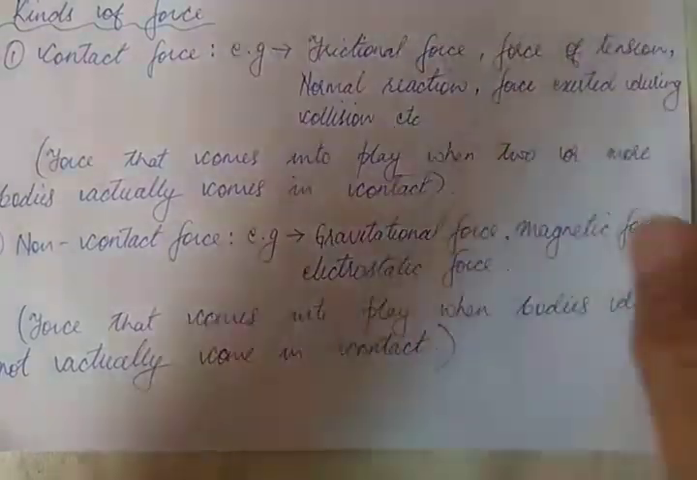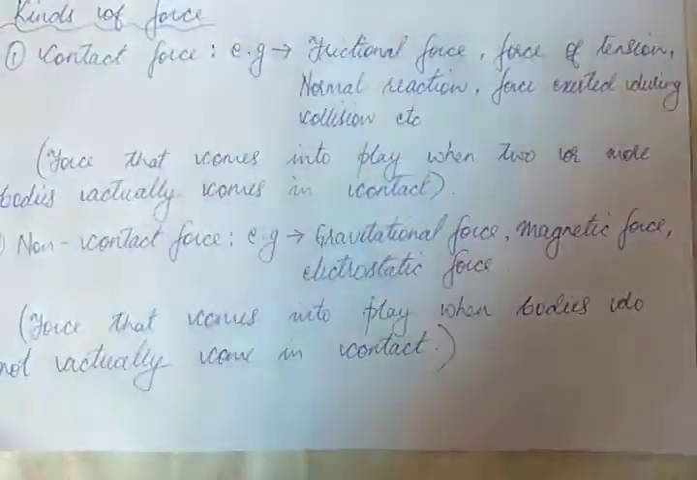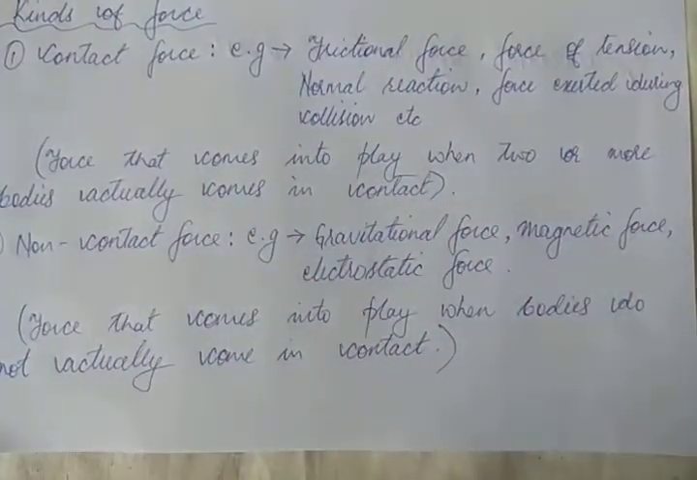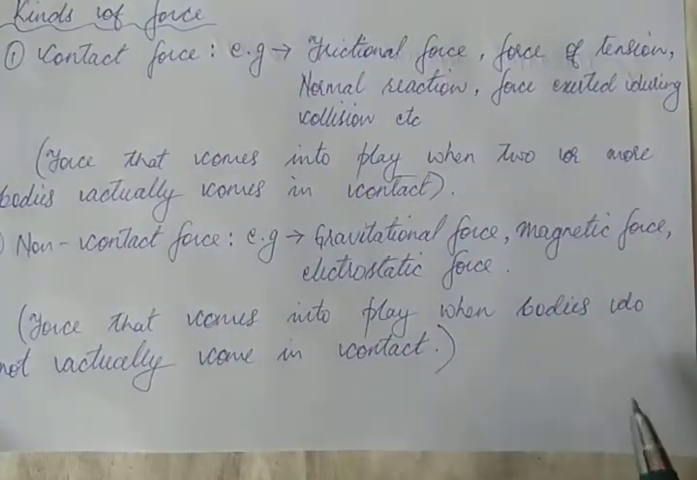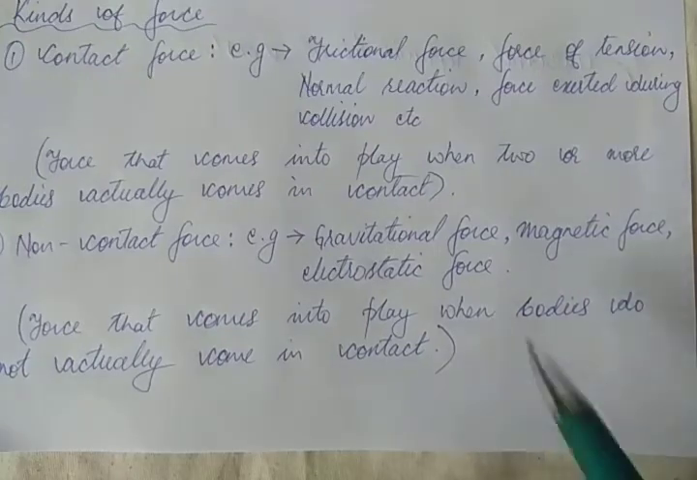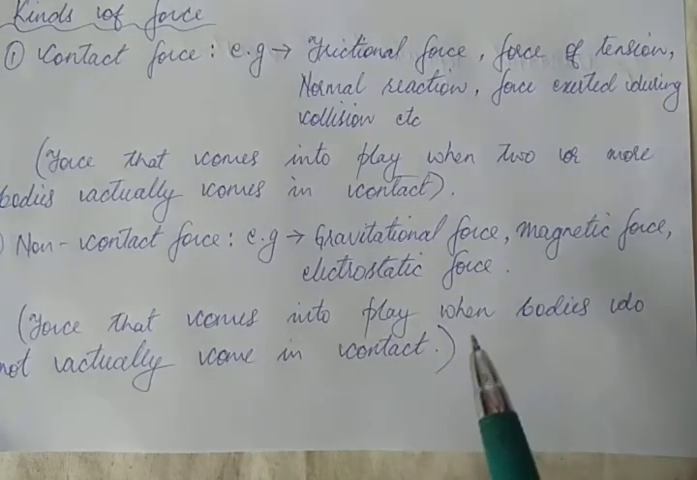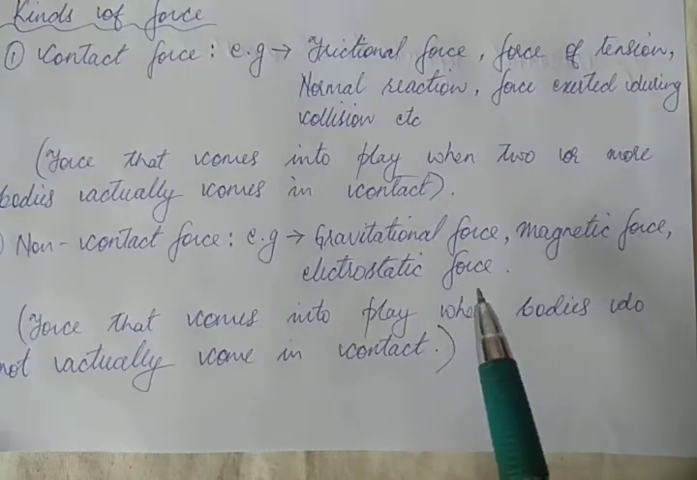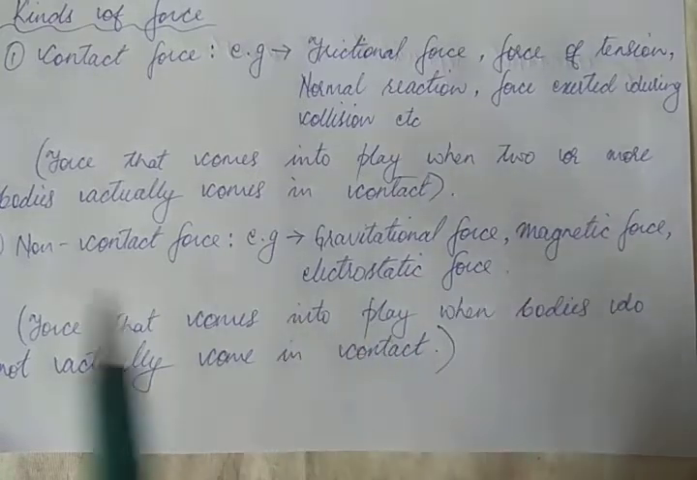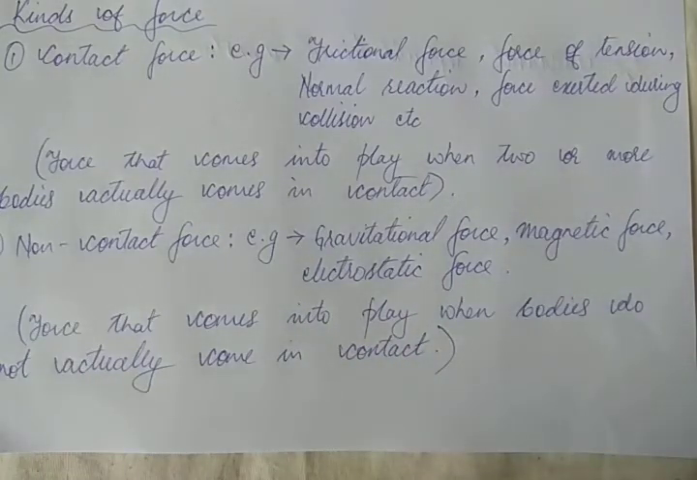I have two magnets. These two magnets will pull each other, although at a certain distance, not in actual contact. So that is a magnetic force. I rub a ruler on my hair, and that ruler will pick up small pieces of paper, although the ruler and the paper may not be in actual contact. So that is electrostatic force. These are examples of non-contact forces.